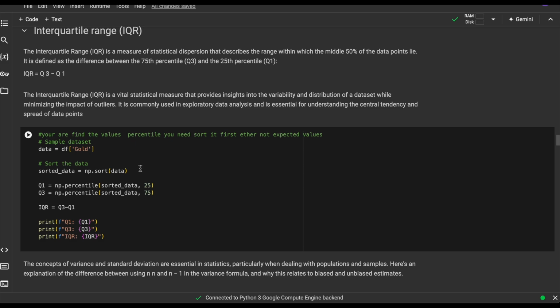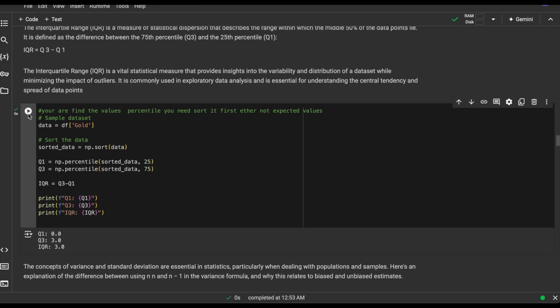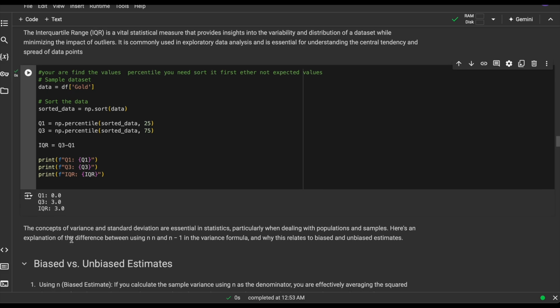IQR shows the spread of the portion of the data, which helps in understanding the data. Most of the time we use the IQR in box plots for data analysis, and it is an easy way to find outliers. The data is sorted, and the IQR is Q3 minus Q1, multiplied by 1.5. Using these values, outliers will be indicated easily.